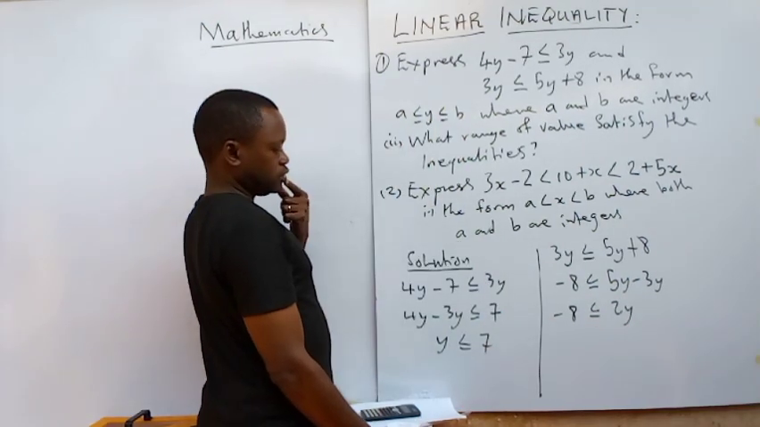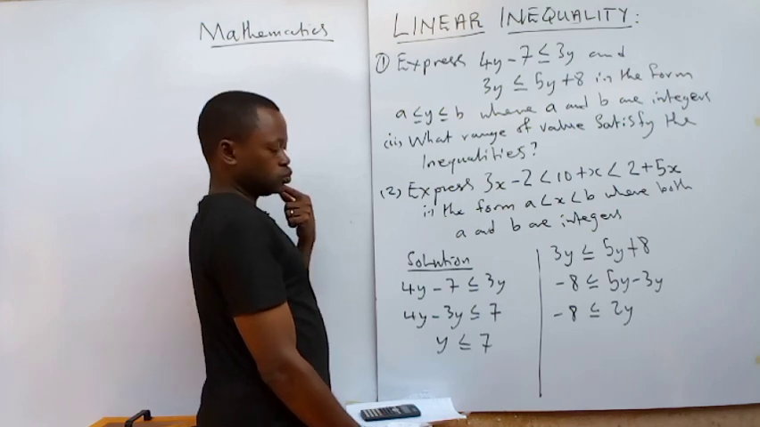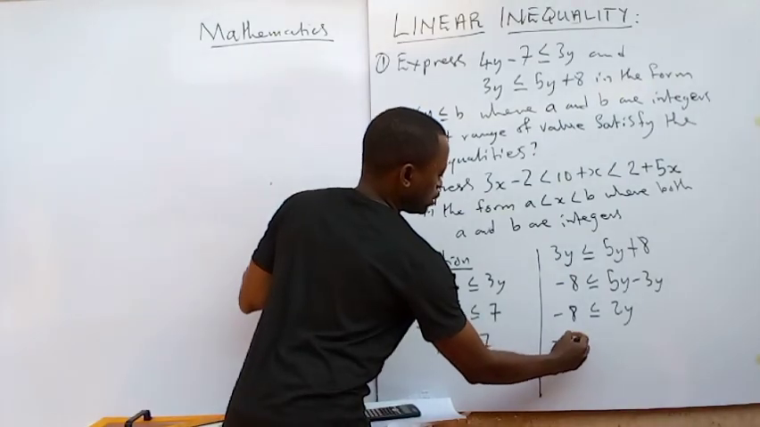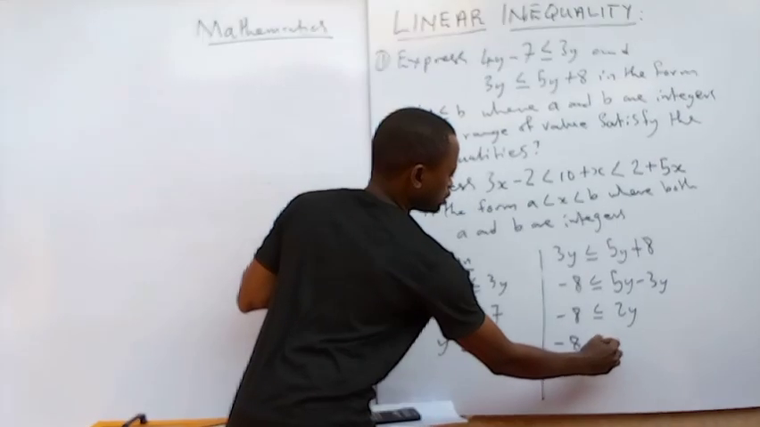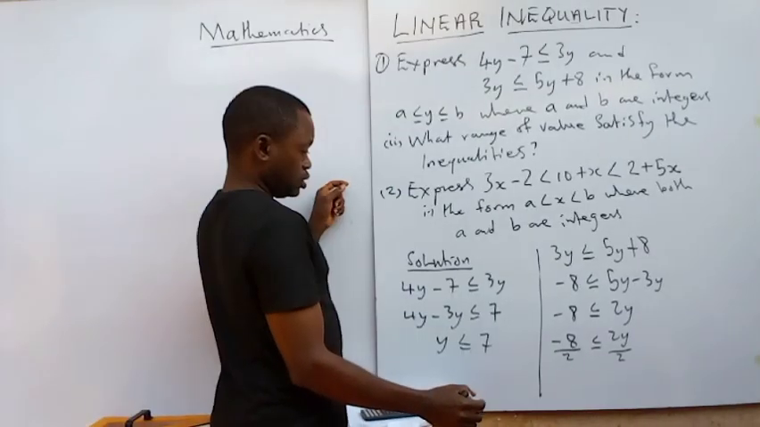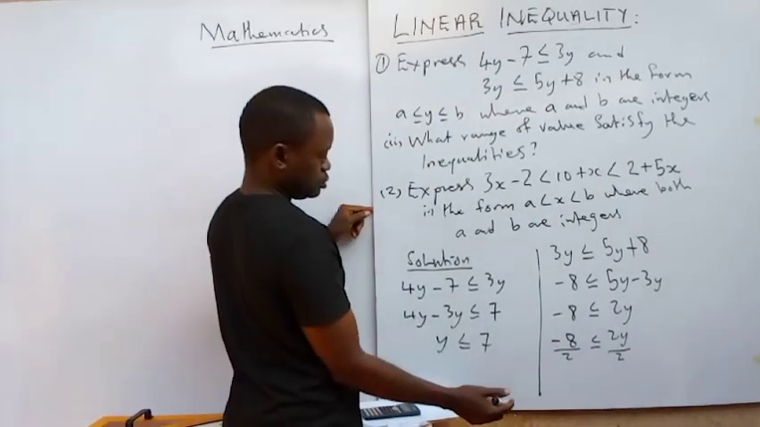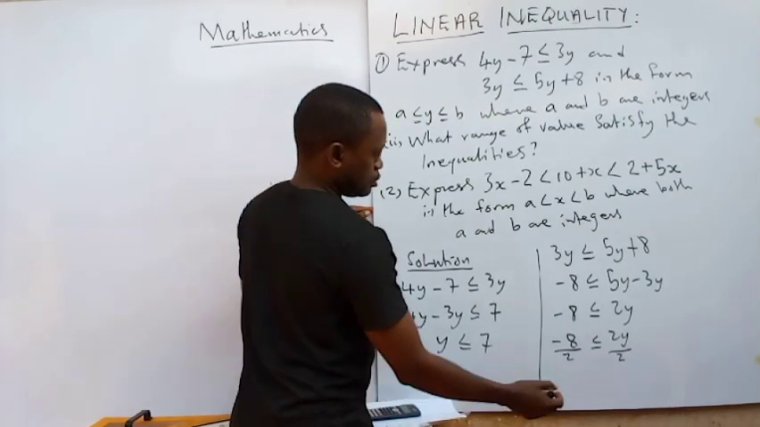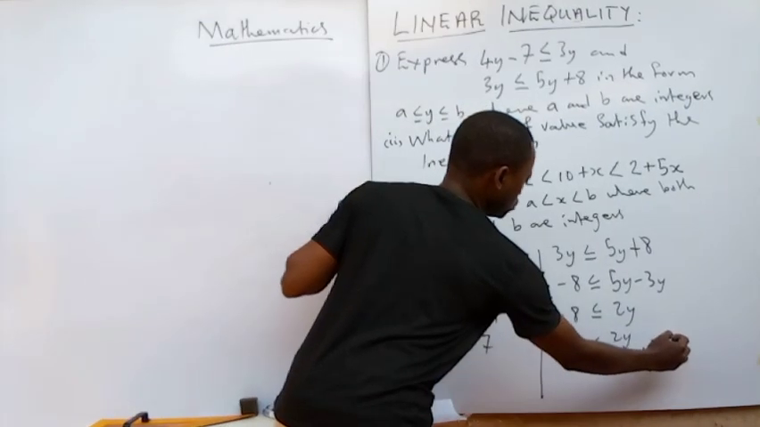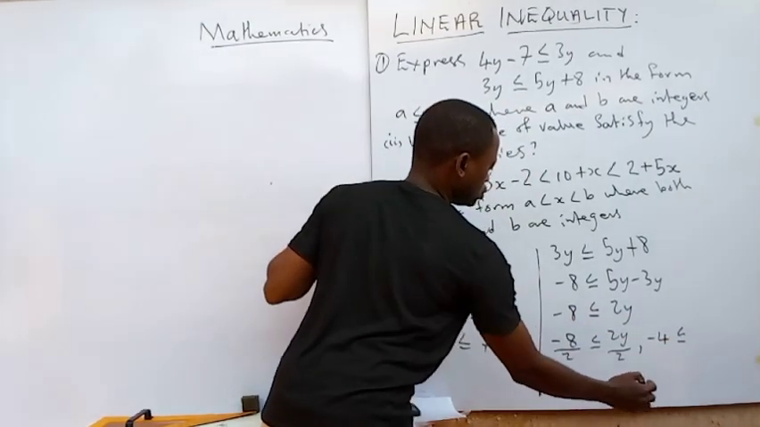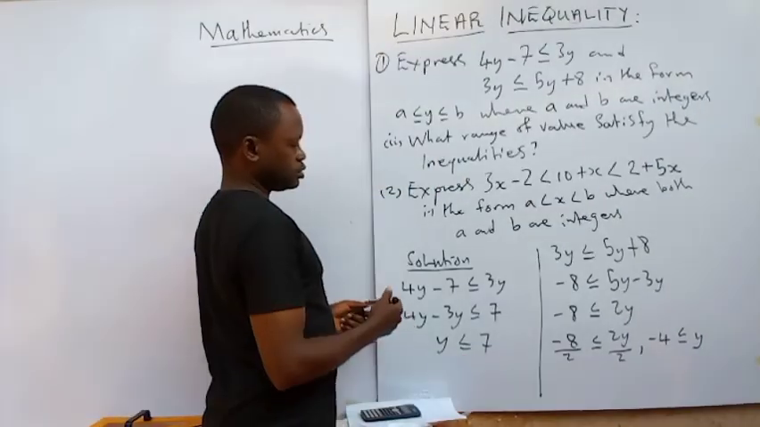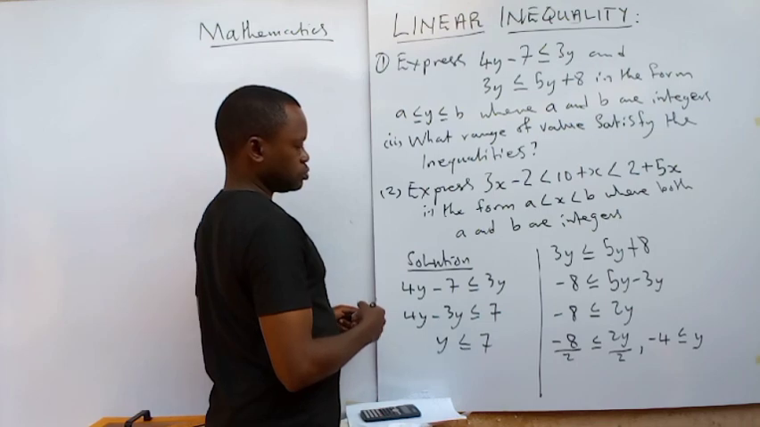Of course, you see that we should divide both sides by 2. If we do that, we will have -8 over 2 less than or equal to 2y over 2. So obviously, you can see from what we have achieved that -4 is less than or equal to y, because -8 divided by 2 is -4.